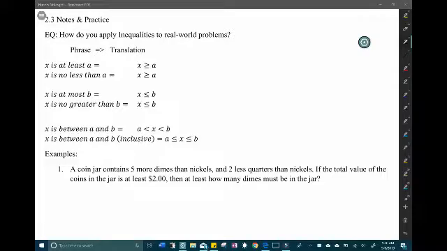Algebra 2, and welcome to Lesson 2.3. We are going to be applying today some applications of inequalities. Some things to note here. Right off the bat, just be aware of different terminologies.